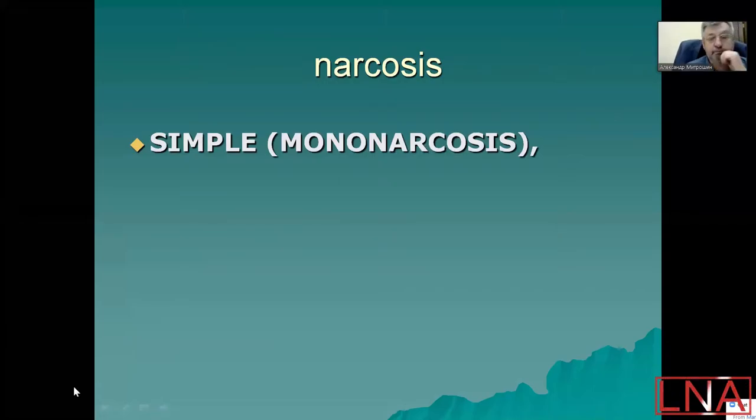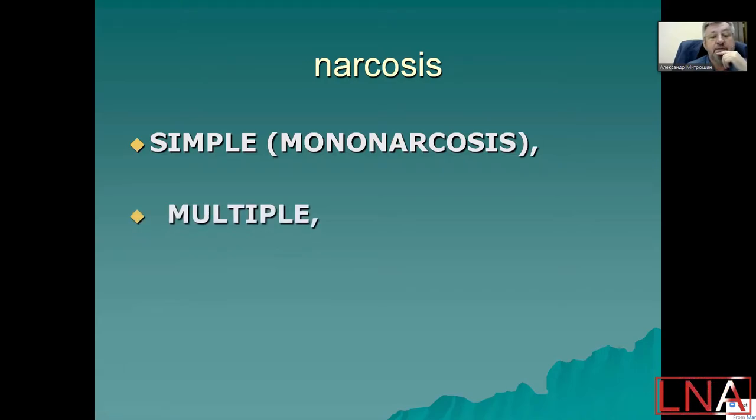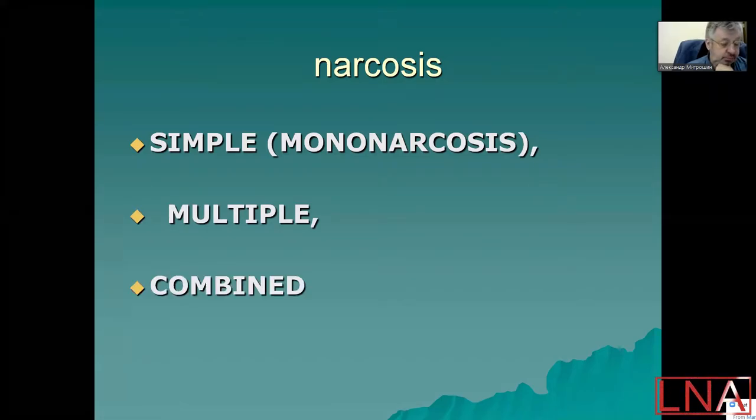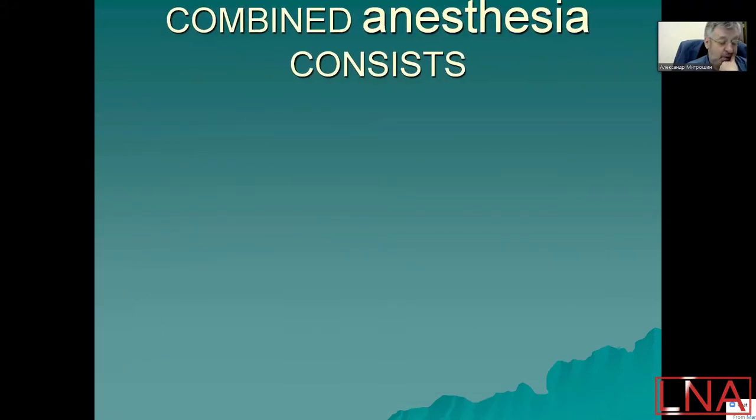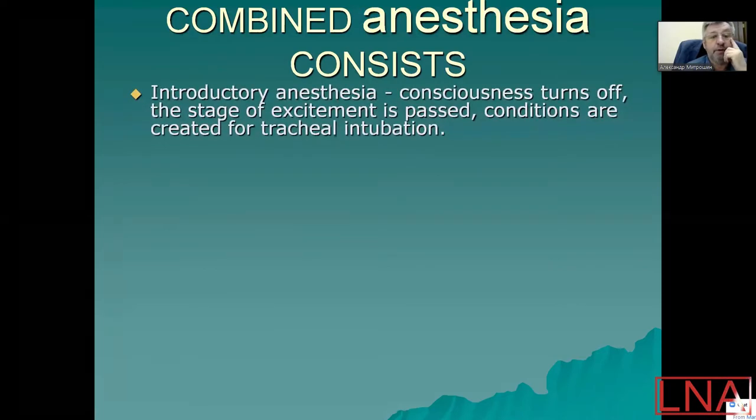Narcosis may be simple or mononarcosis, multiple, and combined. Combined anesthesia consists of introductory anesthesia, in which consciousness is lost, the stage of excitement passes quickly, and conditions are created for tracheal intubation.